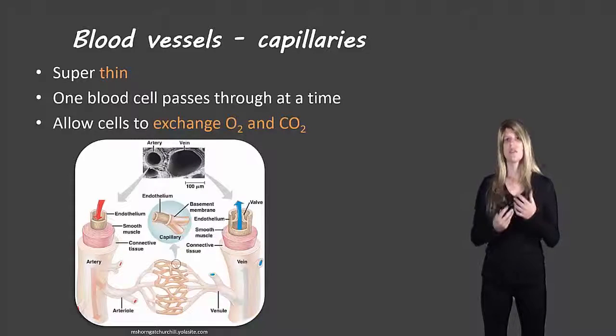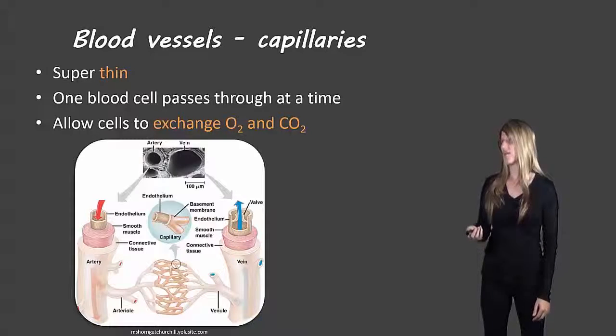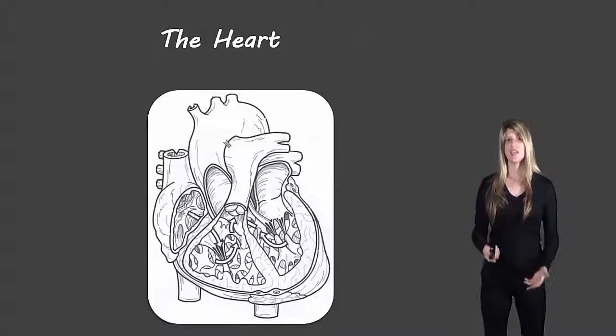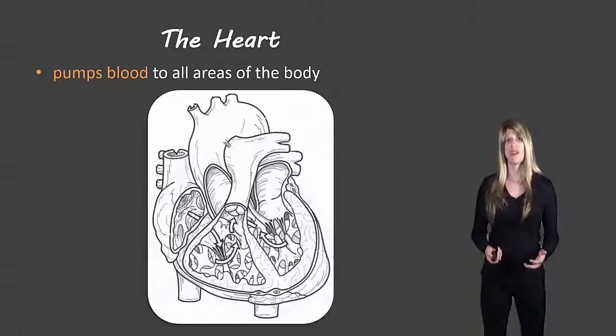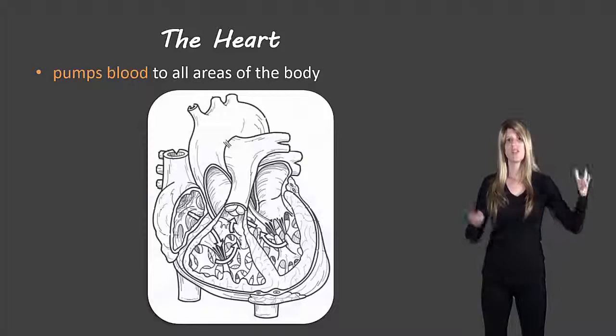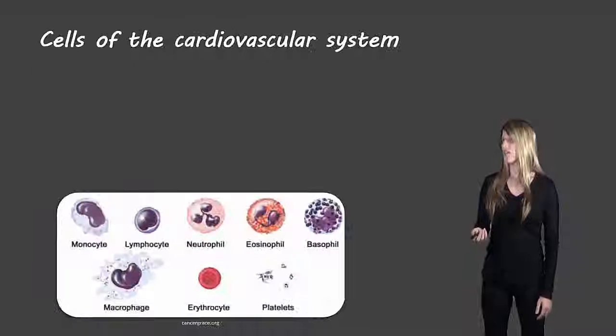In the lungs, it's a little bit different. They are still capillaries, but in the lungs, they're actually giving the carbon dioxide to the lungs and then taking the oxygen so that that oxygen can come to the rest of the body. Now let's take a look at the heart. So the heart pumps blood to all areas of the body, which means it needs to be super muscular, especially that left ventricle, which does the big final push that pushes the blood everywhere.